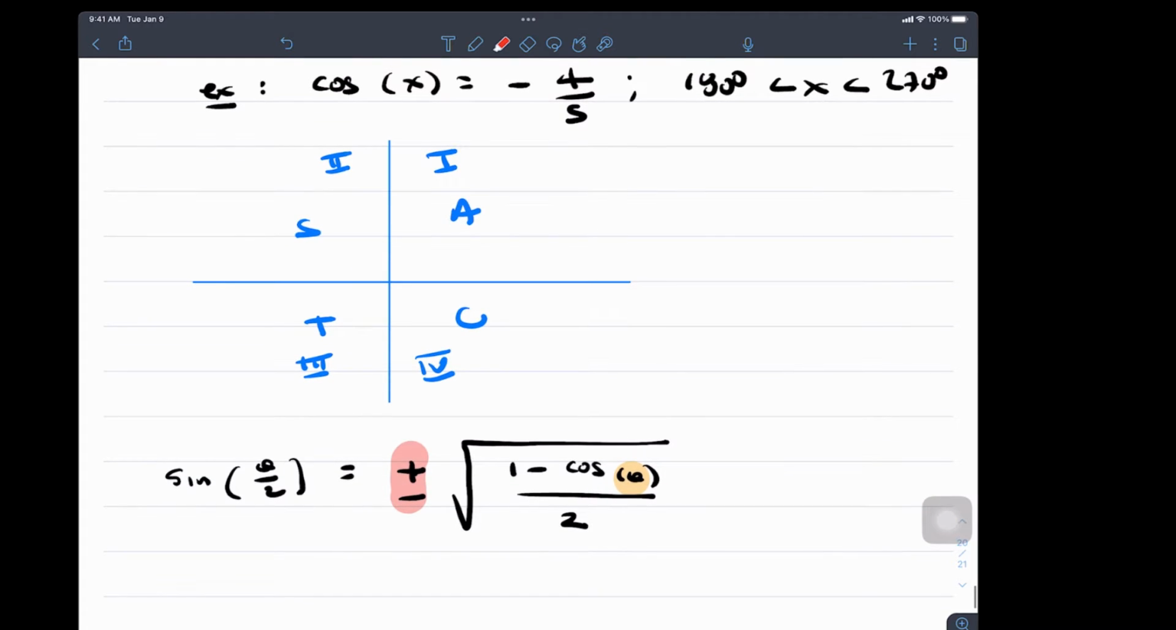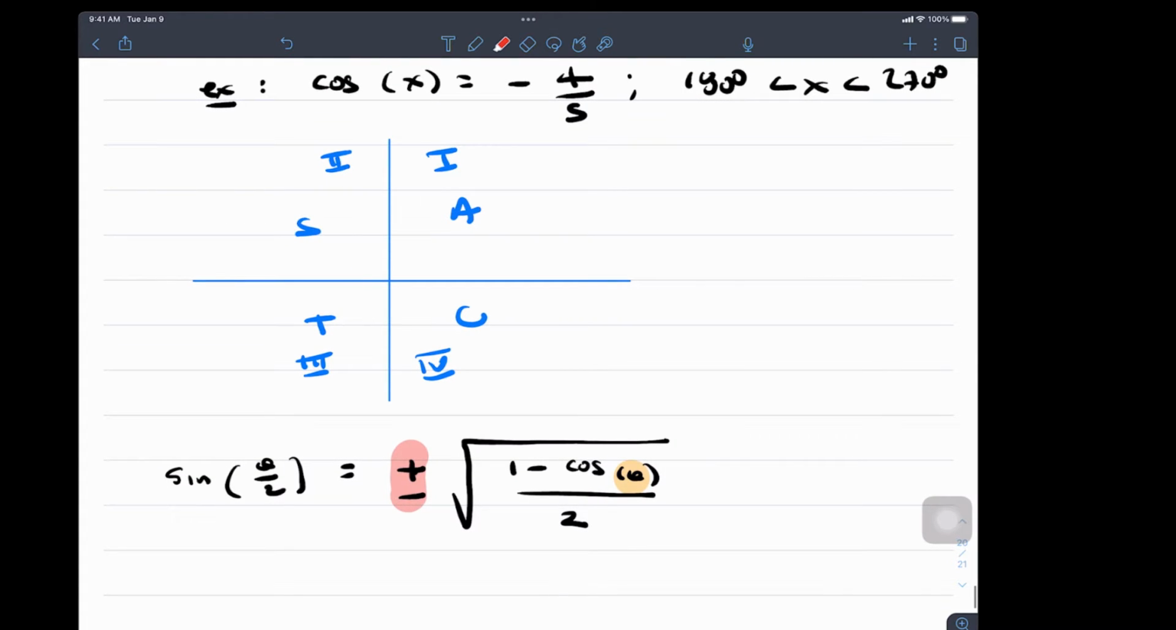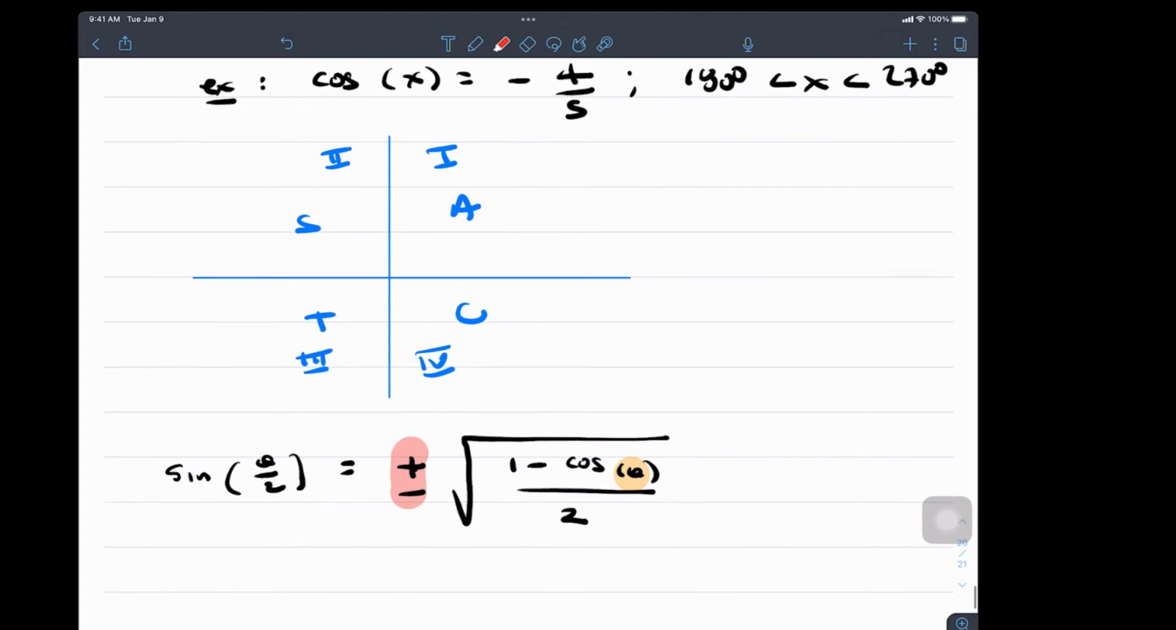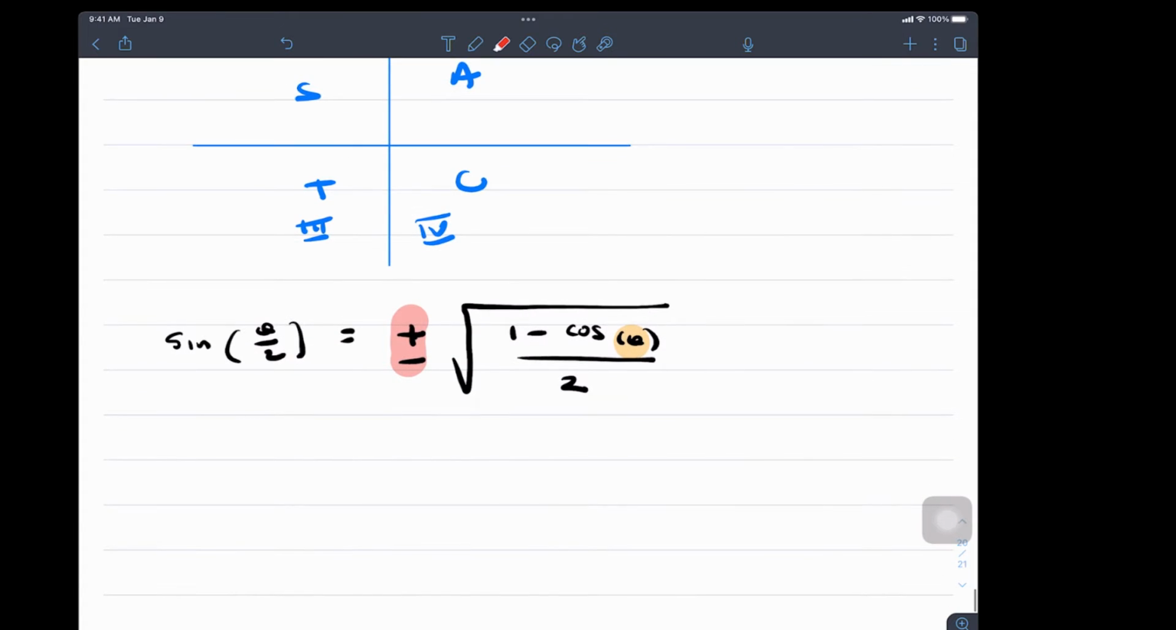Okay, do you guys remember what we do with that information, plus or minus? Which one is it? What does this depend on? Do you guys remember? It depends on where the half angle lives. Is that true?